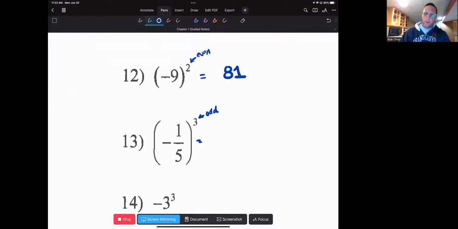So we're essentially just doing 1/5 times 1/5 times 1/5. 1 times 1 times 1 is going to be 1. I'm just going to stick the negative up in the numerator. And then 5 times 5 times 5 is 125.